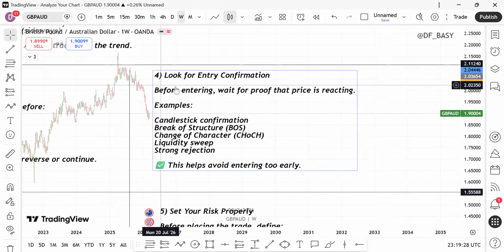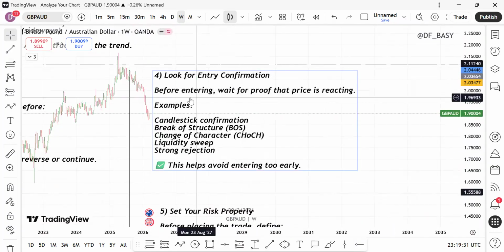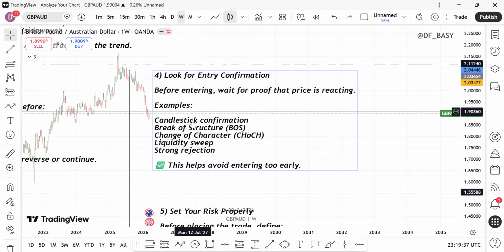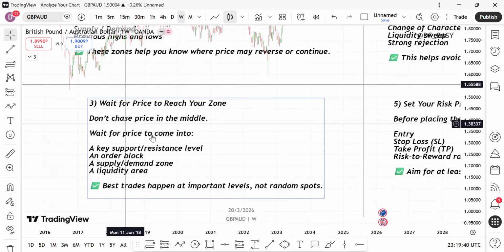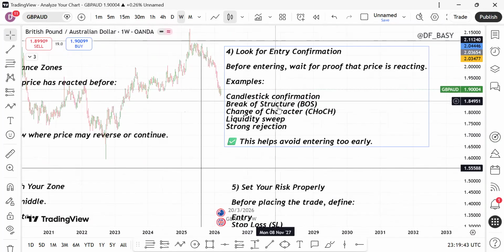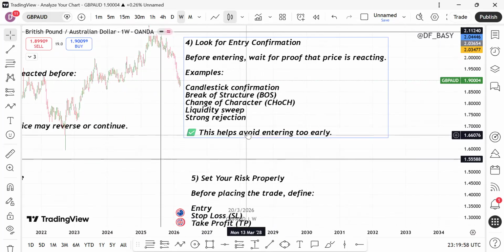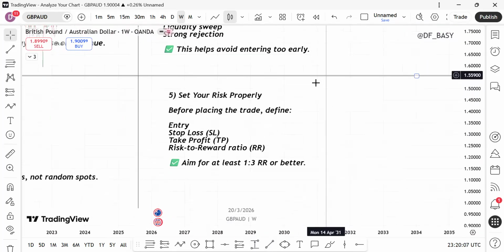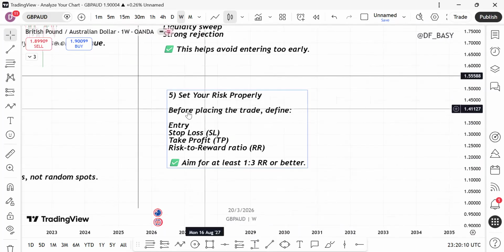So then your number four, look for entry confirmation. Before entering, wait for proof that price is reacting at that level, at your levels from number three, your support and resistance. You have to wait for confirmation. You have to wait for candlestick confirmation, your break of structure, your change of character, your liquidity sweep, strong rejection. You can also wait for your market structure shift. This helps avoid entering too early and helps you avoid being stopped out early.